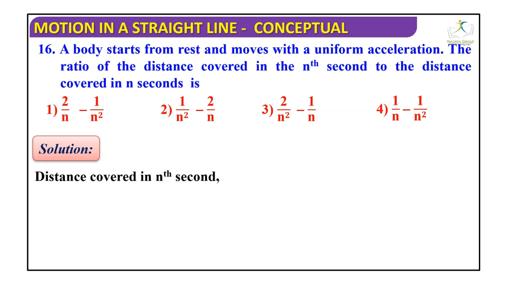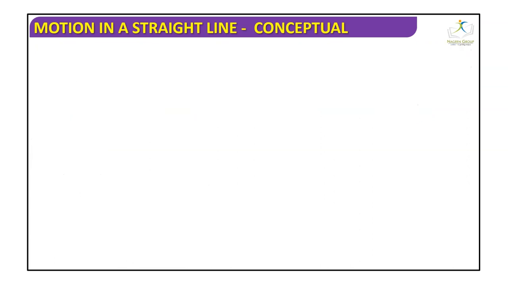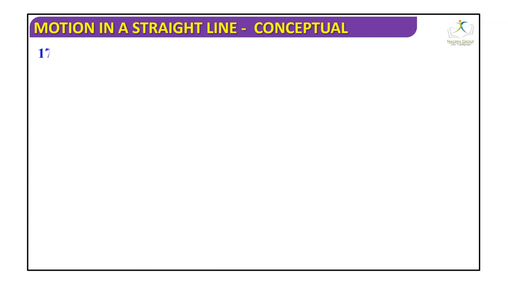Solution. Distance covered in the nth second, Sn, is equal to u plus a by 2 times (2n minus 1), which is 0 plus a by 2 times (2n minus 1). Distance covered in n seconds, S, is equal to 0 plus half a n square. Taking the ratio, Sn by S is equal to a by 2 times (2n minus 1) divided by half a n square. After simplification, we get 2 by n minus 1 by n square, which is option number 1.